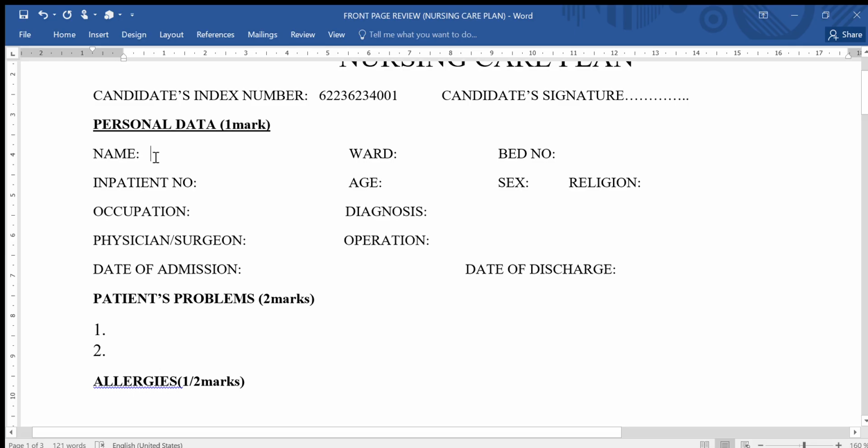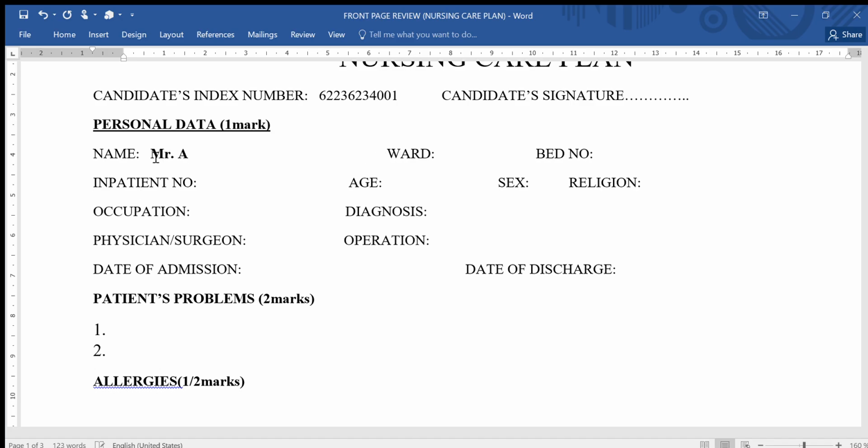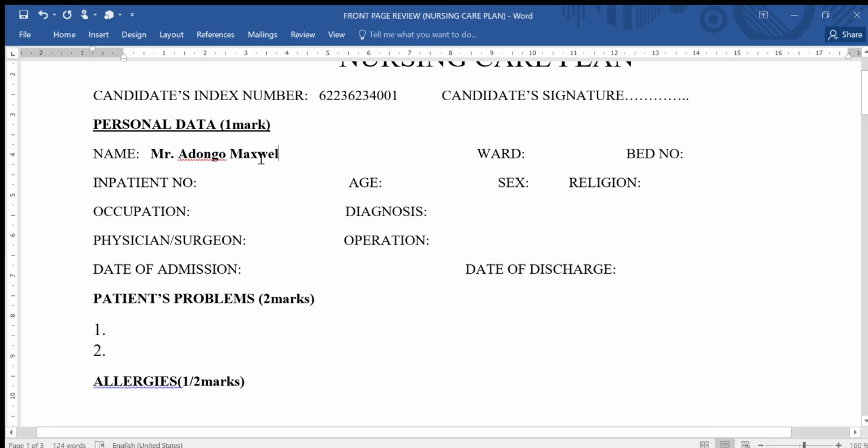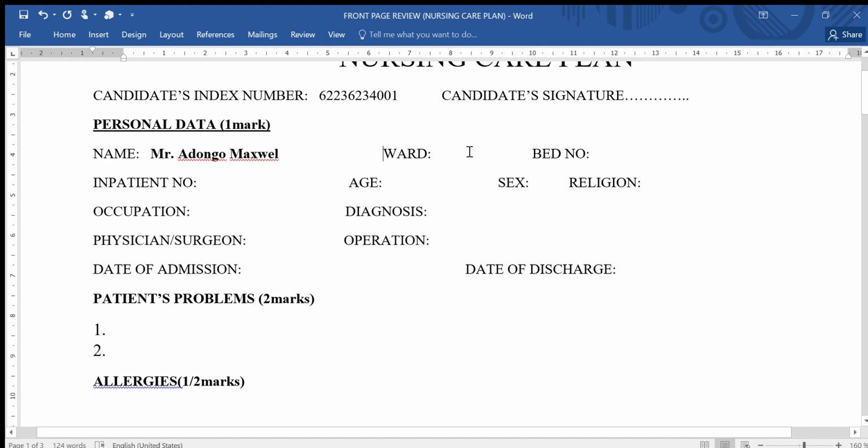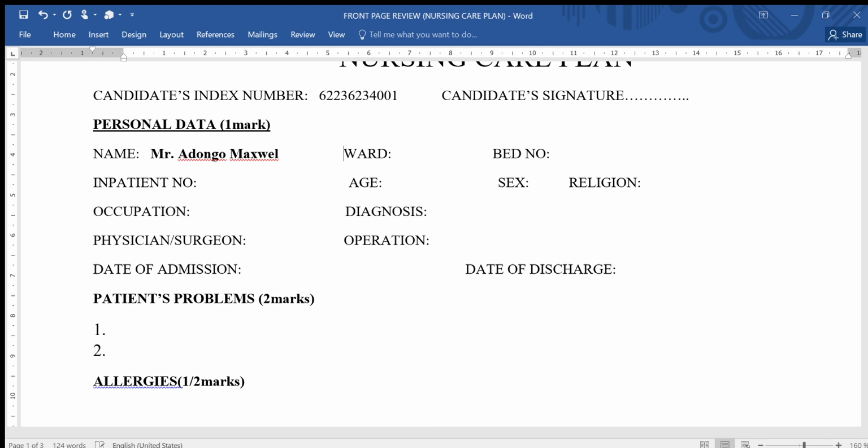So let's say our patient is called Mr. Adongo. So that's our patient's name. Having written the patient name, the next thing you have to do is to indicate the ward in which the patient is admitted. Our patient is admitted into the male ward. So here, if it's the male ward, just type only male. Don't type male ward.